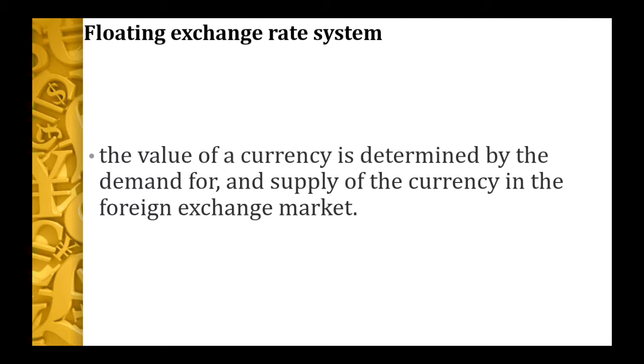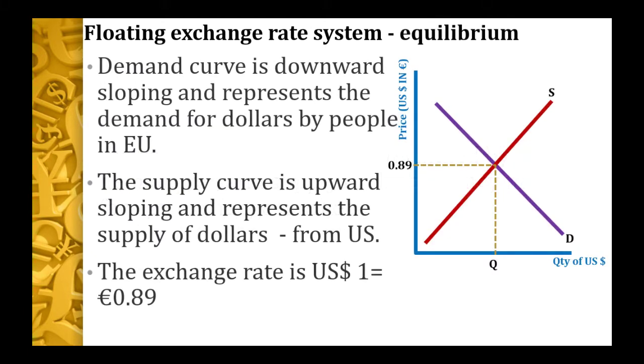So in the floating exchange rate system, the price or the exchange rate is determined through interaction of demand for and supply of currency in the foreign exchange market. Let's see an example. In this particular diagram, we can see a downward sloping demand curve for dollar and an upward sloping supply curve of dollar. It is at equilibrium point 0.89.